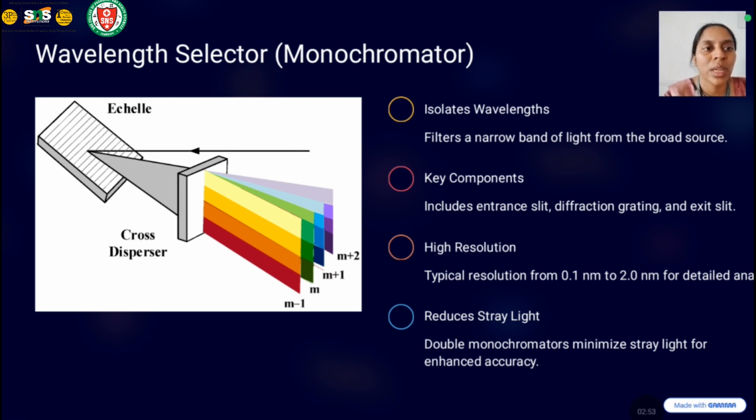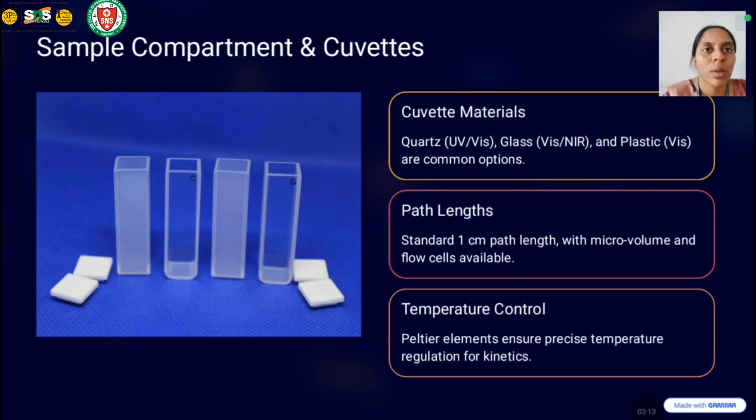And then reduced stray light: double monochromators minimize the stray light for enhanced accuracy. Stray light means the light that is not necessary for analysis, that is, the light that is beyond the range we have chosen is called stray light. So by using these monochromators we can limit the presence of stray light also.